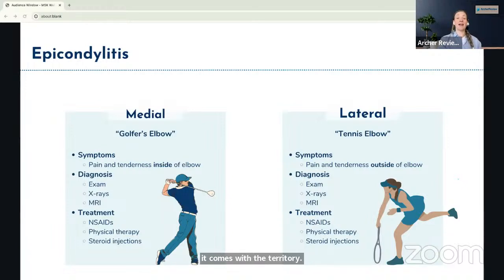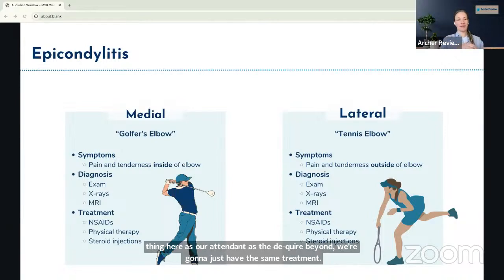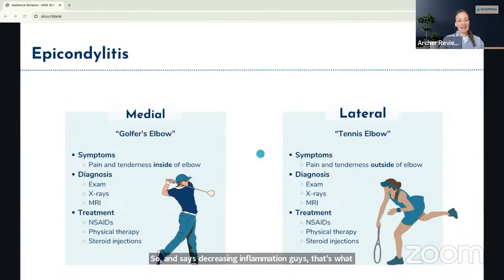Same thing here as our tendon, as the De Quervain's, we're going to have the same treatment. So NSAIDs, decreasing inflammation, guys, that's the name of the game in a lot of MSK, decreasing inflammation will decrease the pain. Then we can consider doing some physical therapy, steroid injections right there into it, something that you can, as a nurse practitioner, learn to do. I just recommend shadowing and working with somebody who is very, very proficient at these, because you can cause nerve damage. So making sure you know exactly what you're doing.